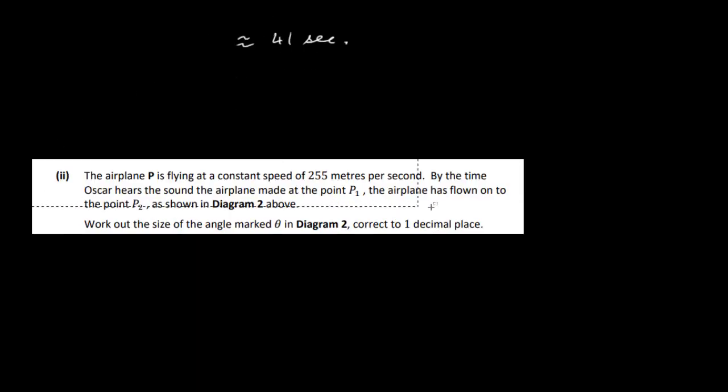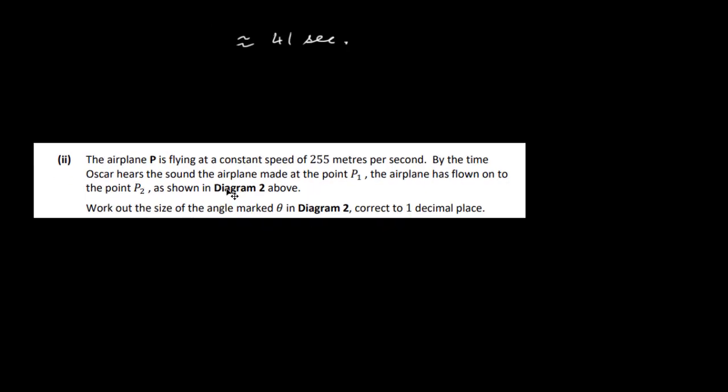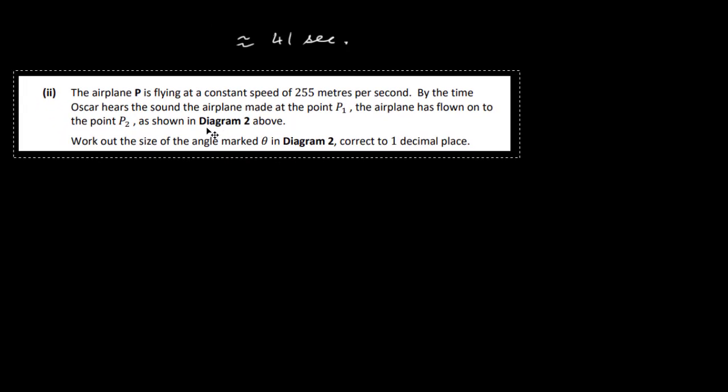Okay, so let's look at the next part then. So we have the airplane that is flying at constant speed. The airplane P is flying at a constant speed of 255 meters per second. By the time Oscar hears the sound the airplane makes at point P, the airplane has flown on to point P2 as shown in diagram 2 above. Work out the size of the angle marked theta in diagram 2, correct to 1 decimal place.